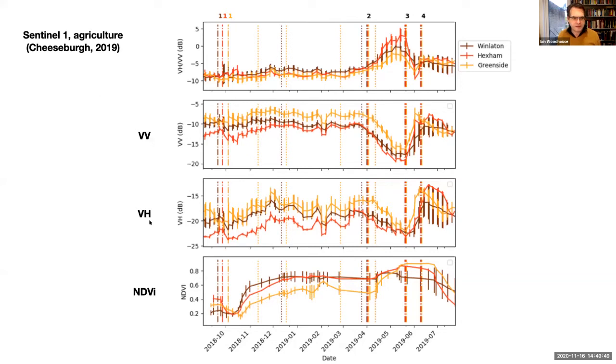So this is Sentinel VV/VH, and it's comparing it to the NDVI over a period of time going from October through to July. And what you can see here in terms of the radar data is that there are very strong temporal patterns, which are quite different from the seasonal pattern you get from the NDVI.